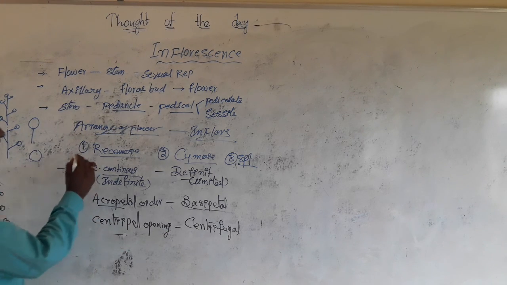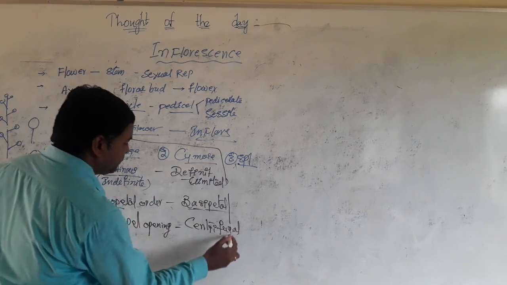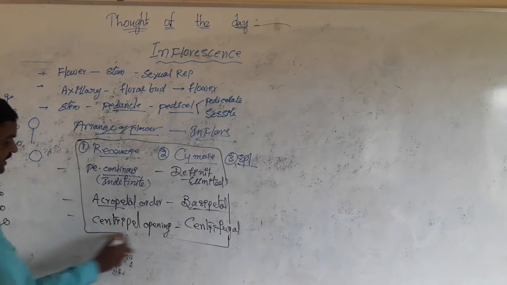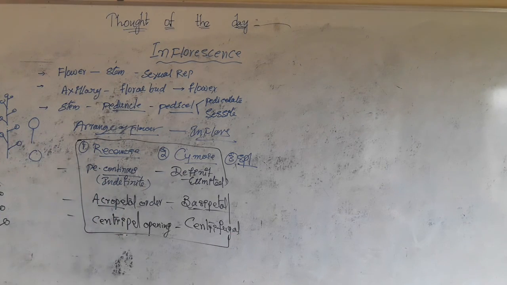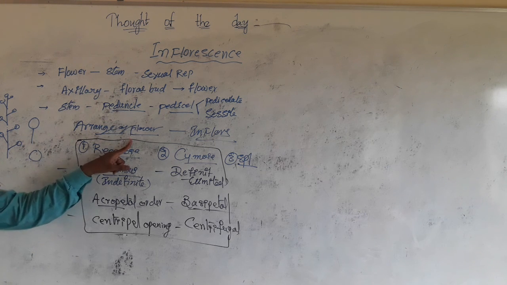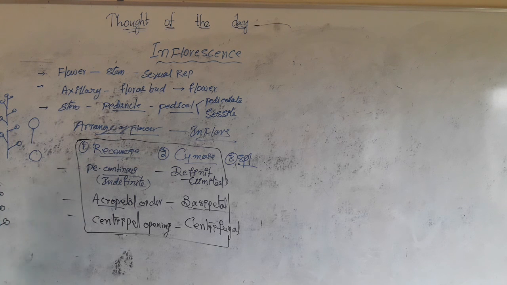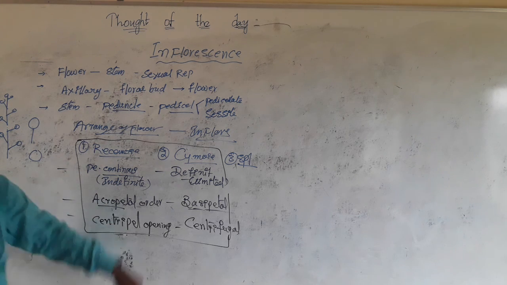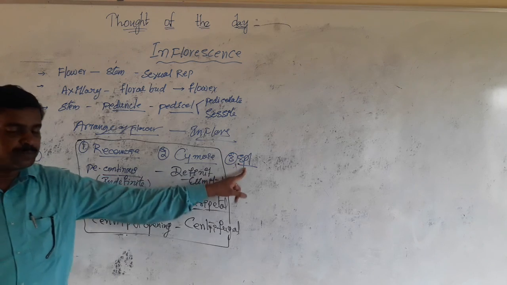There are mainly three important differences between racemose inflorescences and cymose inflorescences. Very very important. The arrangement of flowers on the peduncle is called inflorescence. Based on the arrangement and opening of flowers in inflorescences, there are a total of 3 types of inflorescences. One is racemose, the second one is cymose, and the third one is special.